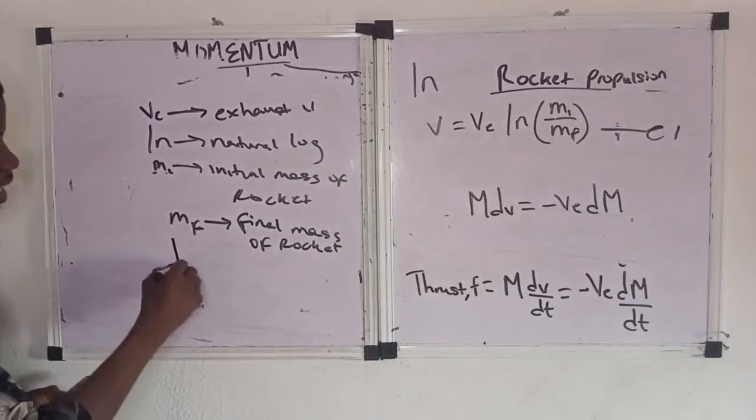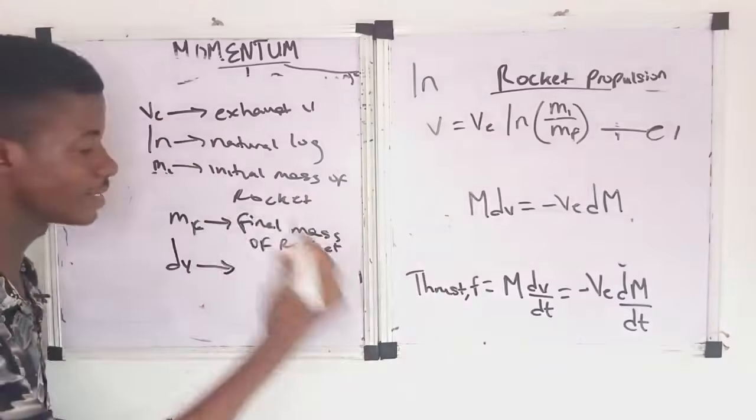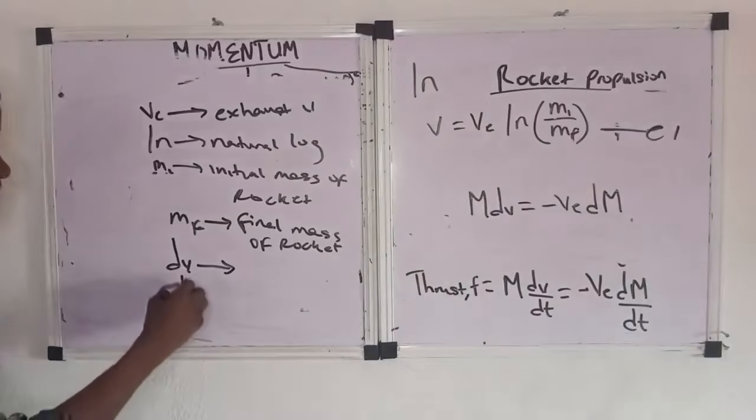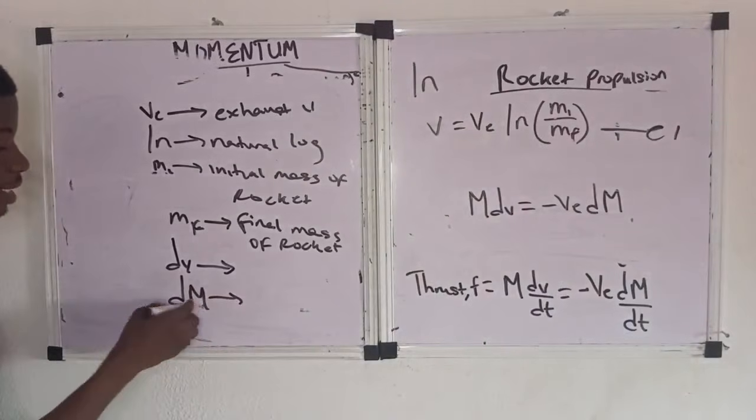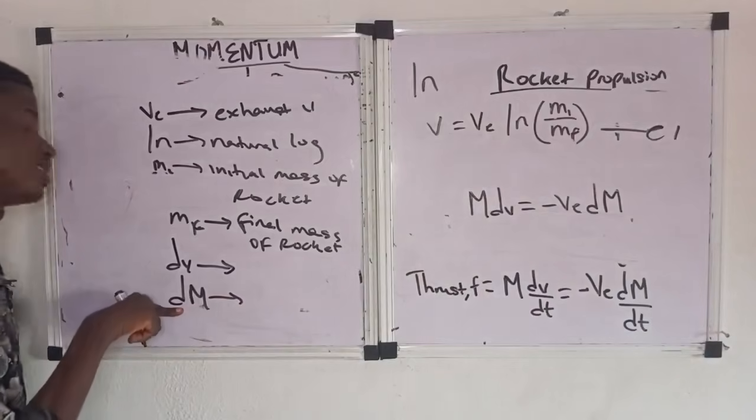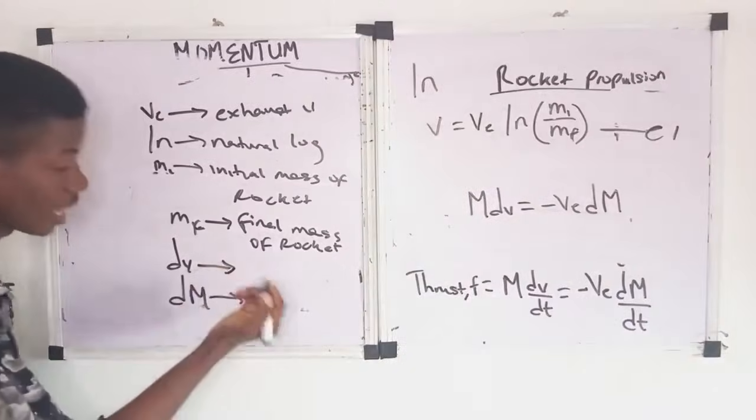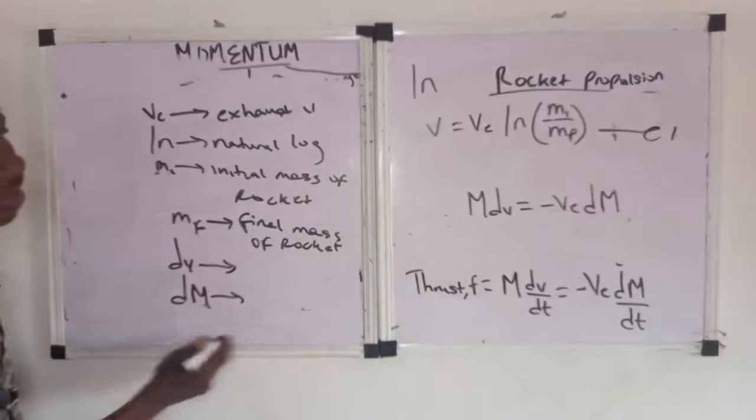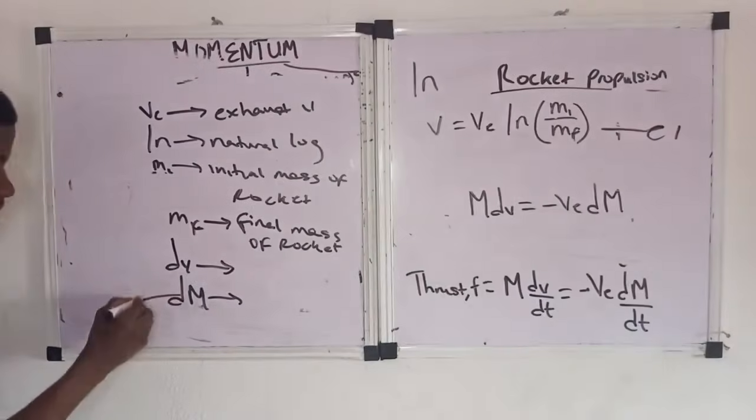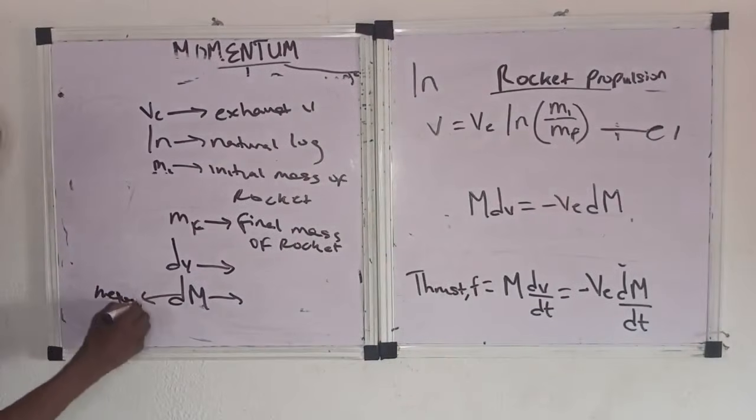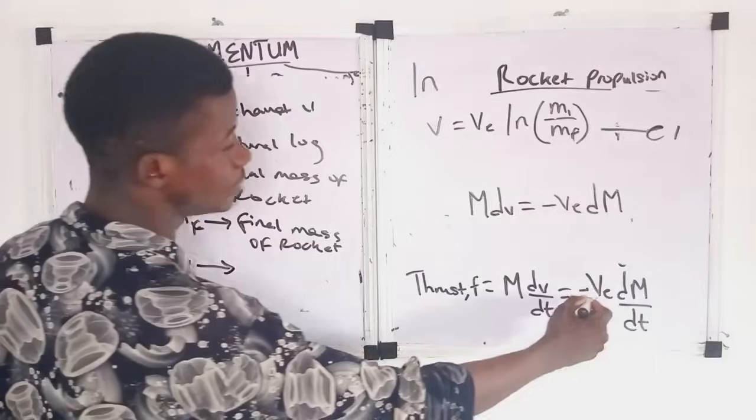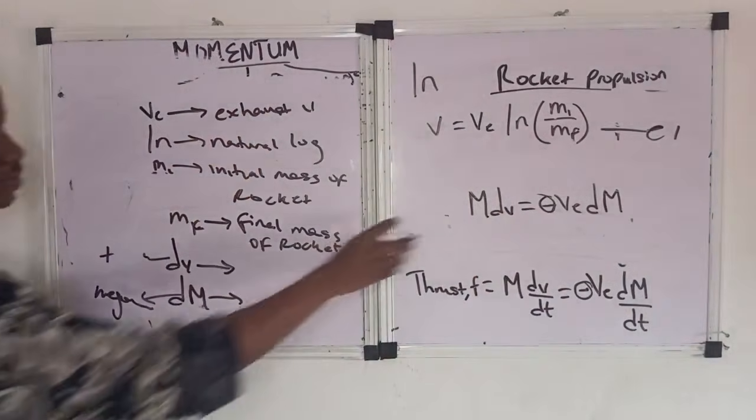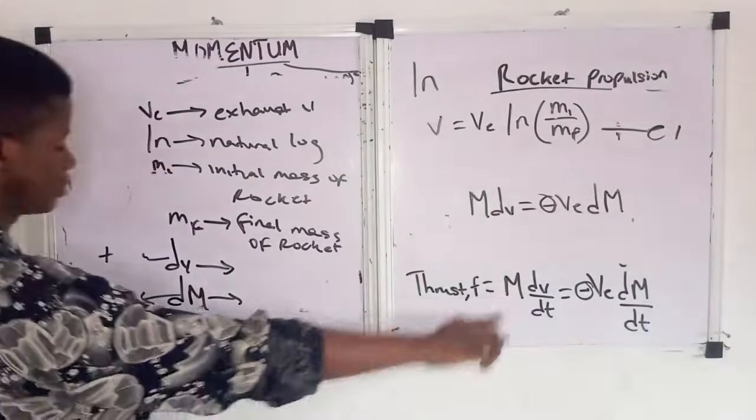The dv, you guys know the dv, right? The dv is that small increase in the velocity of the rocket as the fuel is being burned. Then dm is that small decrease in the mass of the fuel as the fuel is being burned as we launch the rocket. Remember, this is negative. So that is why you see a negative value here, because of the dm. The dv is positive, so that's why there's no negative here.